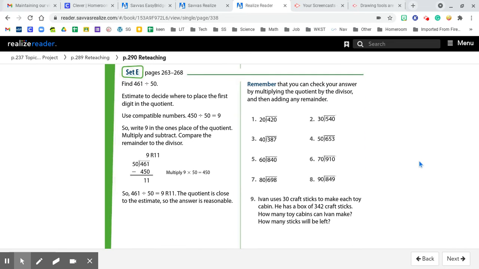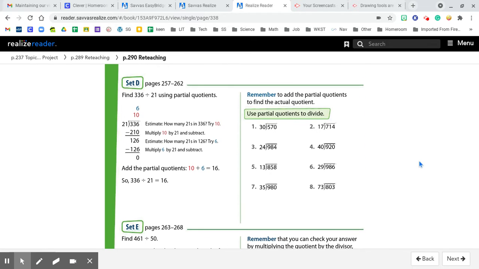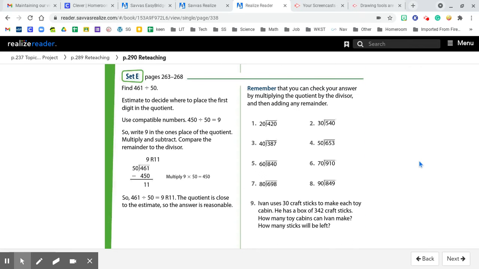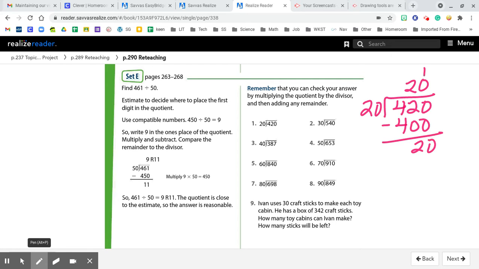All right, so now I'm going to, on this section, on set E, you can check your answer by multiplying the quotient by the divisor, then adding the remainder. So we're going to go and just plug away on these. I think these were kind of easier than the one before. So if I use partial quotients, I know that's 21.